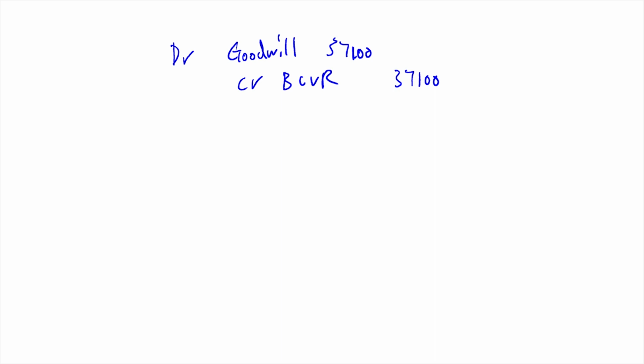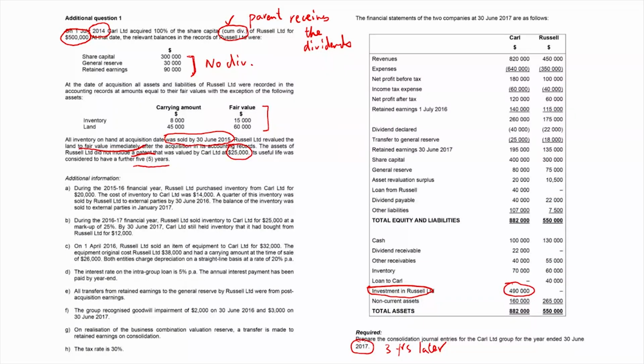However, you also need to check whether there's any impairment of goodwill. So we're going to go back to the original question. Let's look at the additional information. What you can see here is that additional information F is also about goodwill. And you can see that there's a goodwill impairment of $2,000 and $3,000. So as you can see, there are two separate amounts.